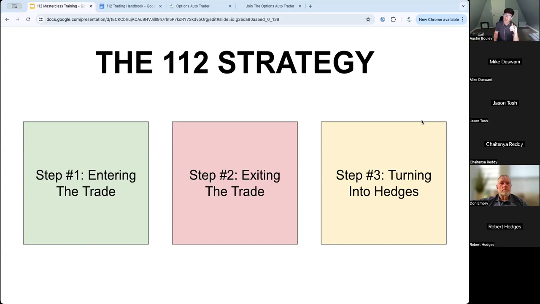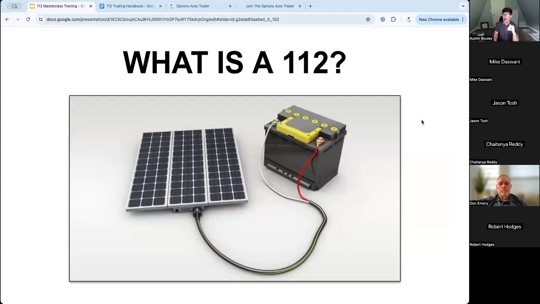That might seem basic, but we're going to go down into each one. So before I get into each step, what is a 112? I'm going to give you an object lesson here.